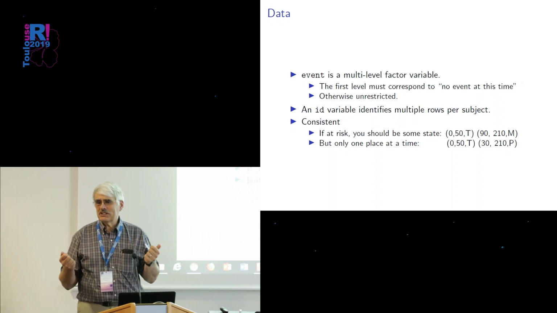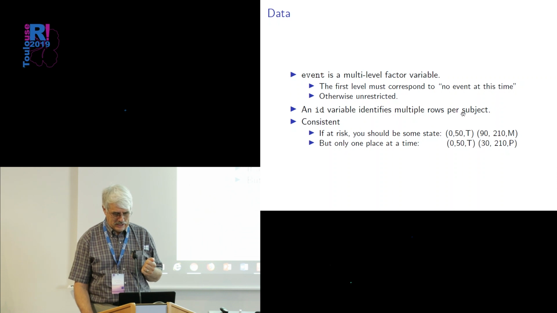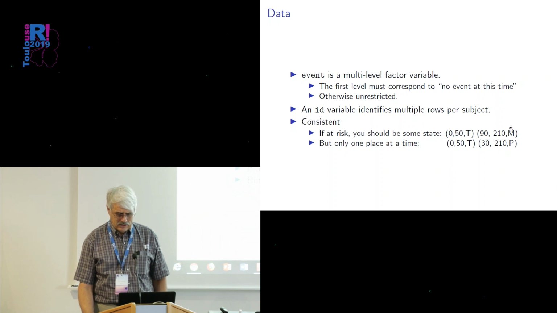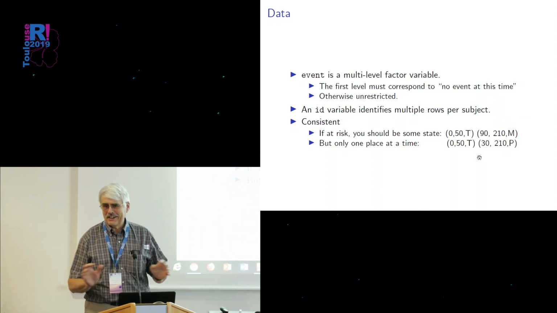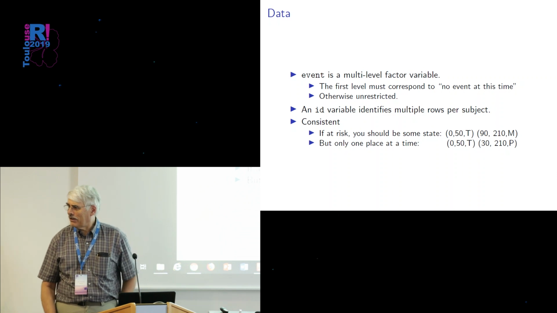If someone's at risk, they should be somewhere. Here's my data set for someone who's taking a vacation in France. They come into Paris. On day 50, they go to Toulouse. And from 90 to 210, it says there's an interval when they went to Marseille. Where were they from 50 to 90? I can't do multi-state modeling if you don't tell me where they were.